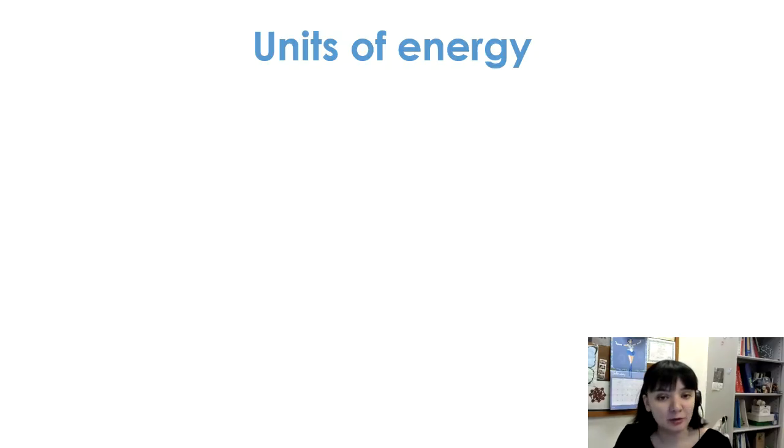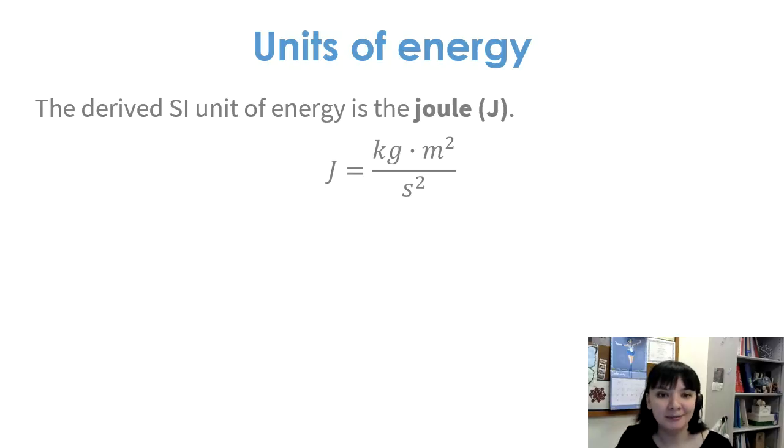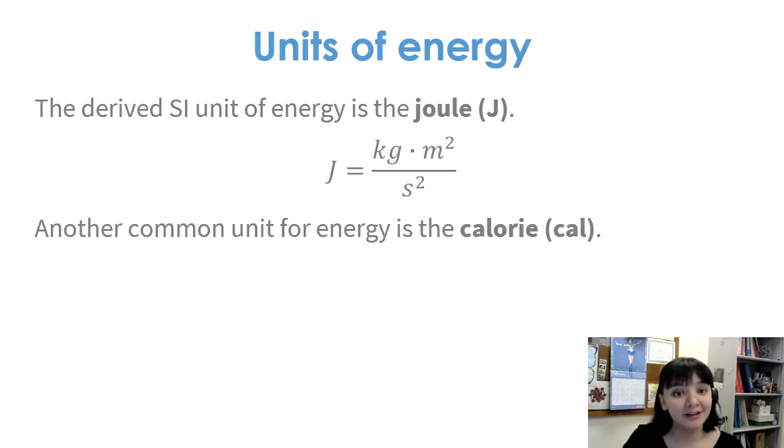Now, really the last thing that I want to go over in this video are the different units that we use to present energy. Our most common derived SI unit of energy is called the joule, which is represented with a capital J. 1 joule is equal to 1 kilogram meter squared per second squared. This conversion is included on our formula sheet, but another common unit that we'll use for energy is called the calorie, abbreviated here as cal.